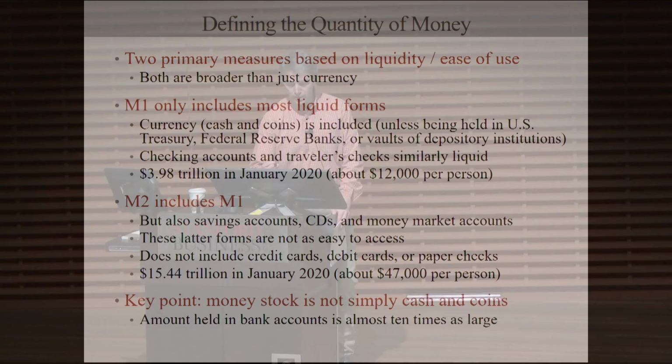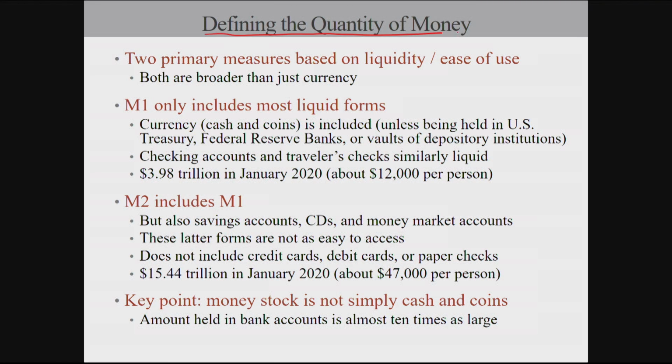And when we define the quantity of money, I'll just get through this slide and then we can take a break. There are two primary measures that get used. One of these measures is M1, and it only includes the most liquid forms of money. So currency, which includes cash and coins, is included. Checking accounts are also included. And in January 2020, the most recent data from the Federal Reserve, there's about $12,000 in M1 per person in the US.